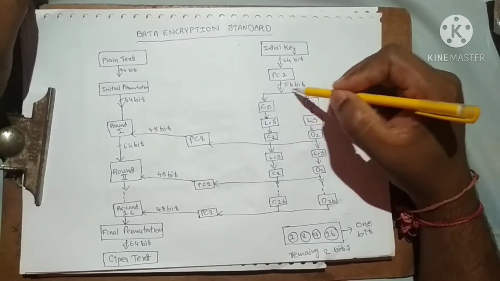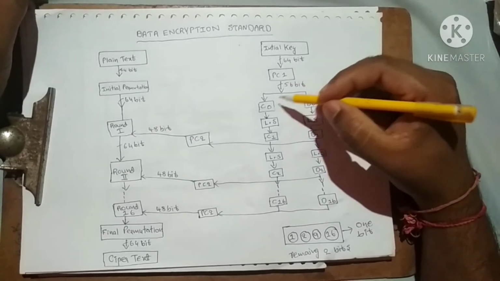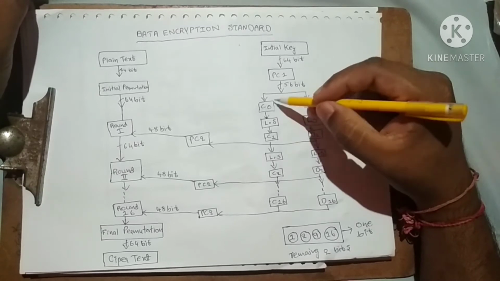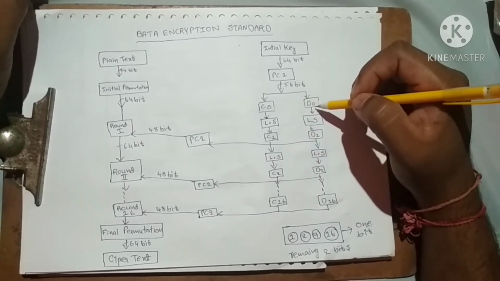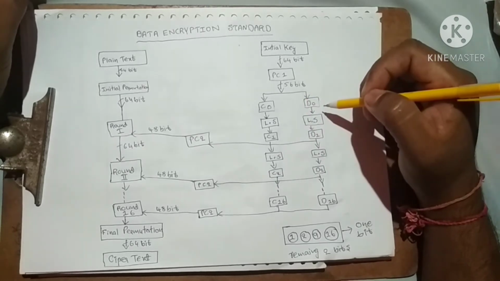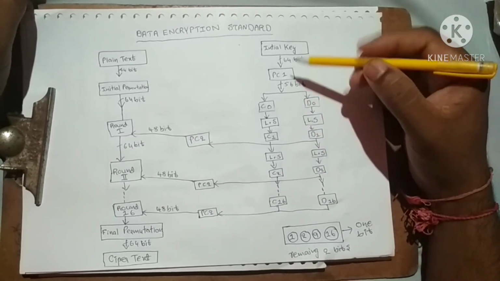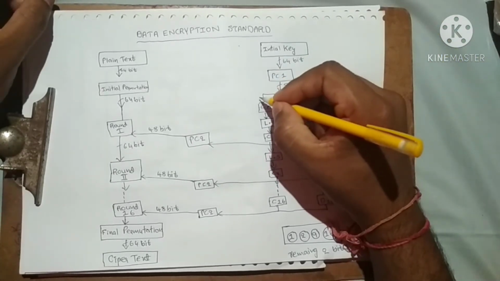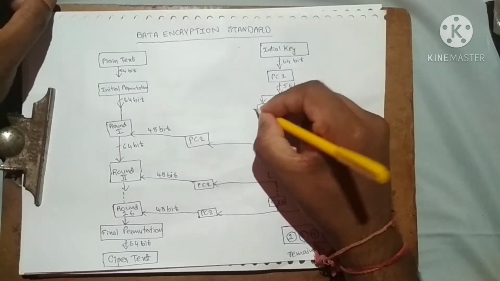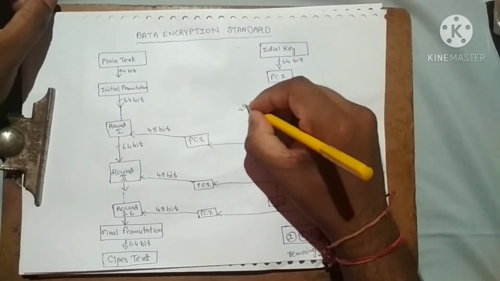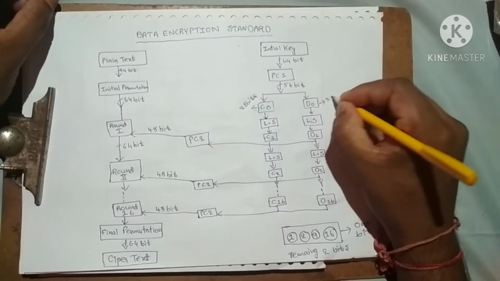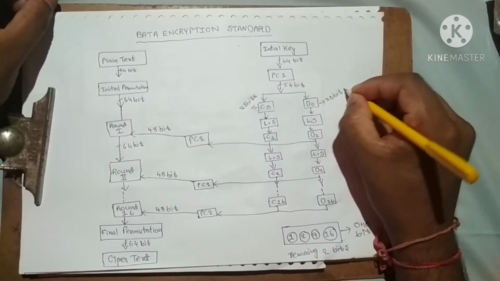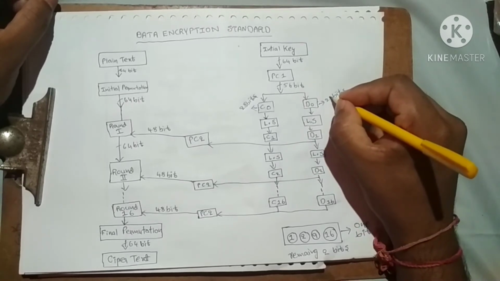Then this 56-bit key is divided into two halves, C0 and D0. C0 is 28 bits in length, and D0 is also 28 bits.